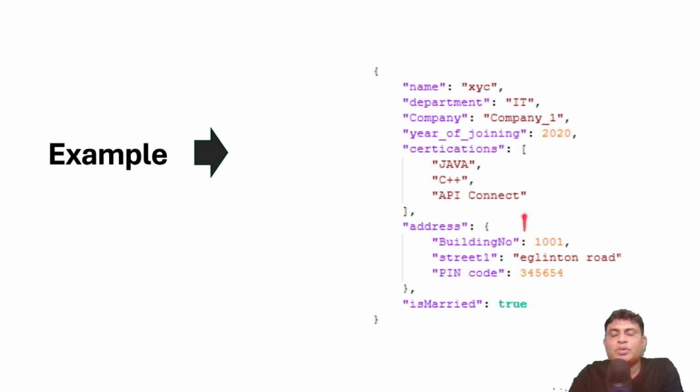Also you can observe all the fields are separated by commas here. There is a comma after the array, and after the object representation there is a comma. At the end, we should not give a comma for the last field.